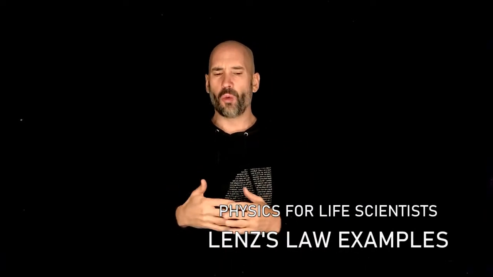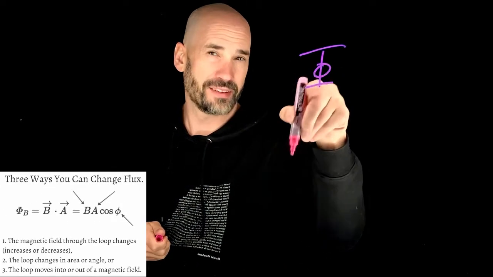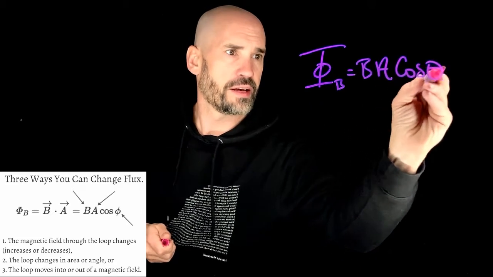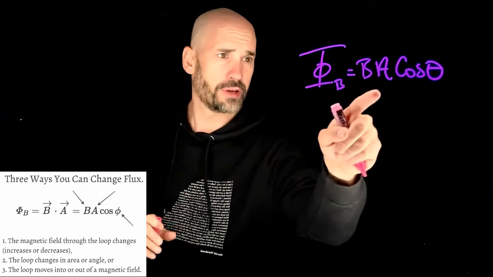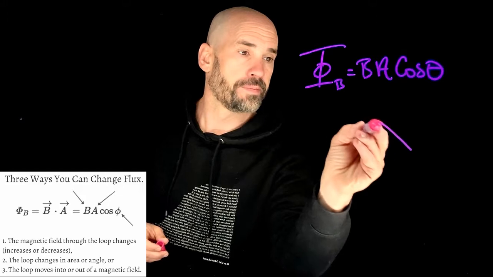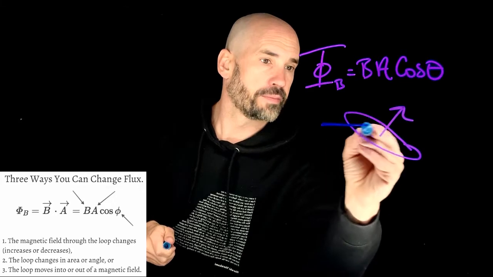Okay, before we look any closer at Lenz's law, I want to talk about the three ways that the flux can actually change through any kind of current-carrying loop. If we look at our flux equation, magnetic flux, phi, equals BA cosine theta. In other words, magnetic field, times the area of the loop, which could be really any shape you want, times the cosine of theta, which is the angle that the area vector makes with the magnetic field.